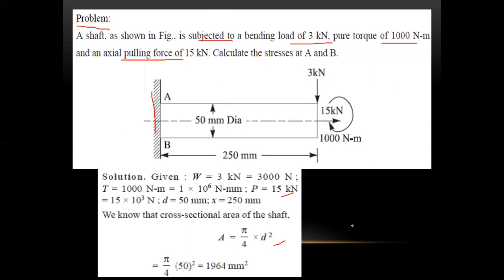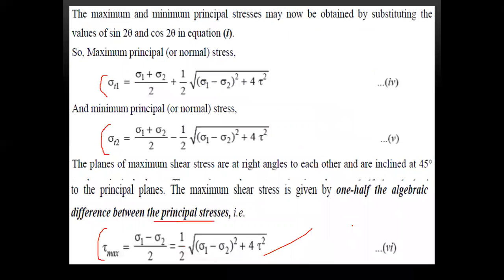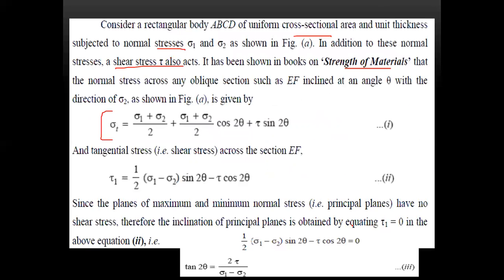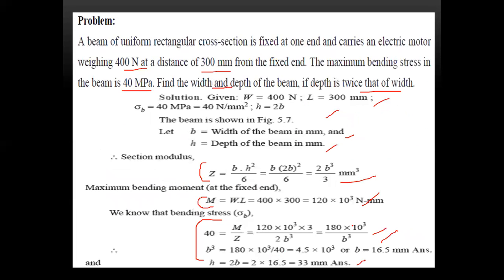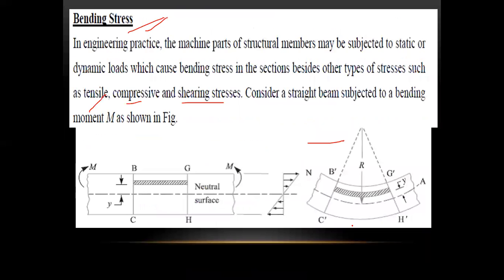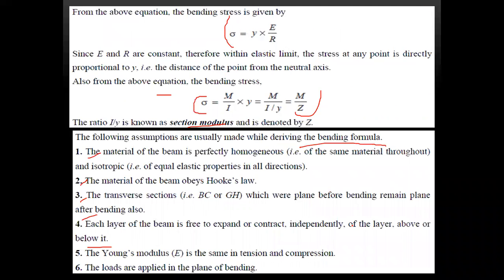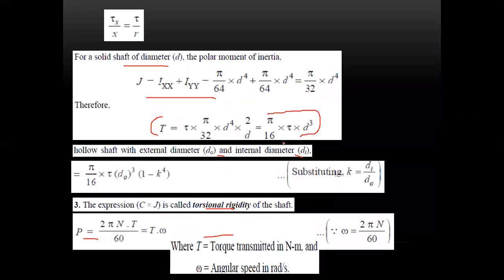Define the factor of safety. And what is the meaning of bending stress? For bending stress, they may ask for the derivation of the bending stress. Consider a straight beam subjected to a bending moment. You have to write this derivation. They may also ask the assumptions that are usually made while deriving the bending formula. You have to write these assumptions.